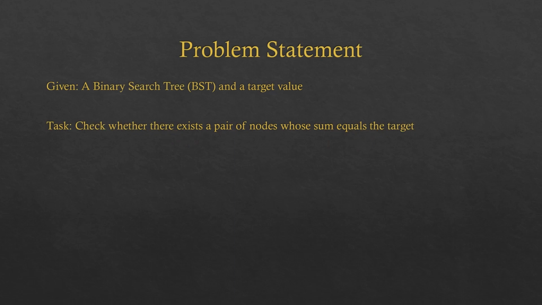In this problem, we are given a binary search tree or BST and a target value. Our task is to determine if there exists a pair of nodes in the BST such that the sum of their values equals the target.